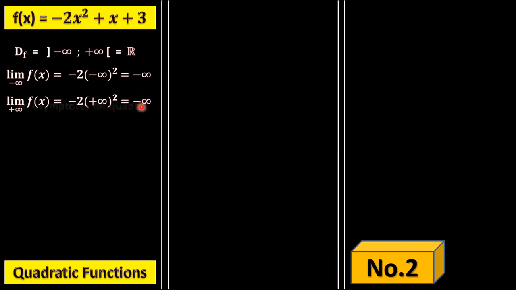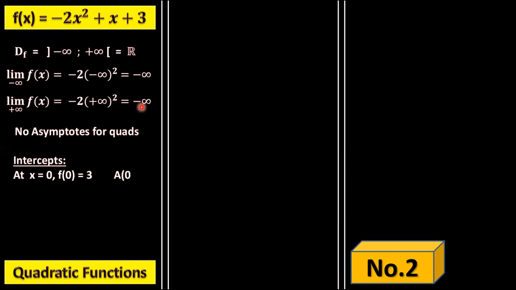Okay. Now, there are no asymptotes to quadratics as we mentioned earlier. That is for simple quadratics. Exponential and logarithmic functions will normally have horizontal or vertical asymptotes. We are going to see that in subsequent lessons.